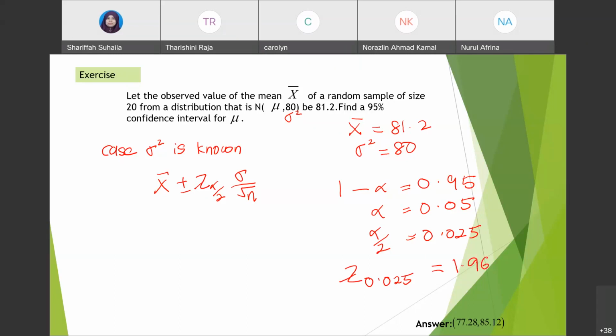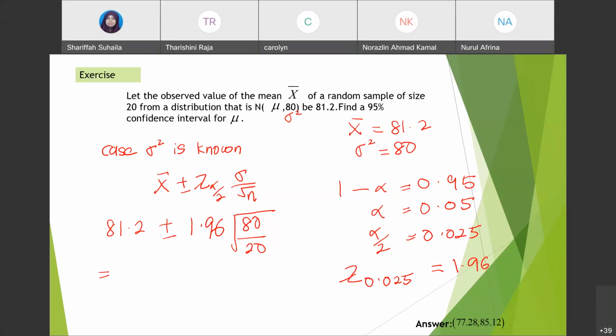So replace back x bar is 81.2 plus minus 1.96 and then sigma. Here is your sigma square, so you can square root 80 divided by your n is 20. So simplify. Okay, get it in the form of lower limit and also your upper limit. It depends on whether you want to use normally 3 or 4 decimal points. So that is how we solve it using the existing method, the formula is already there.